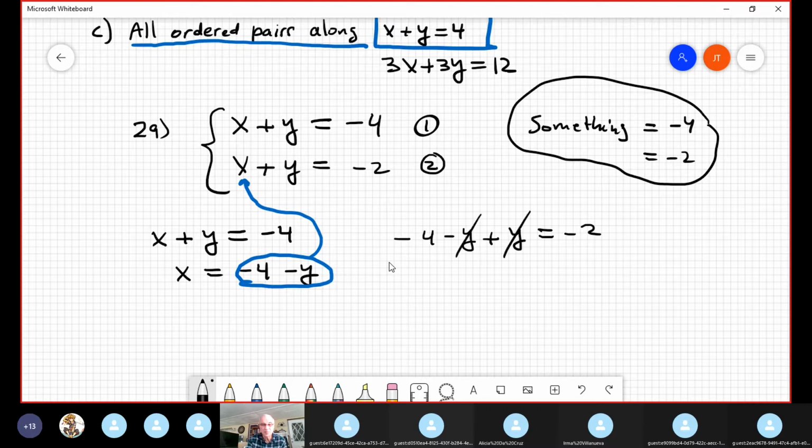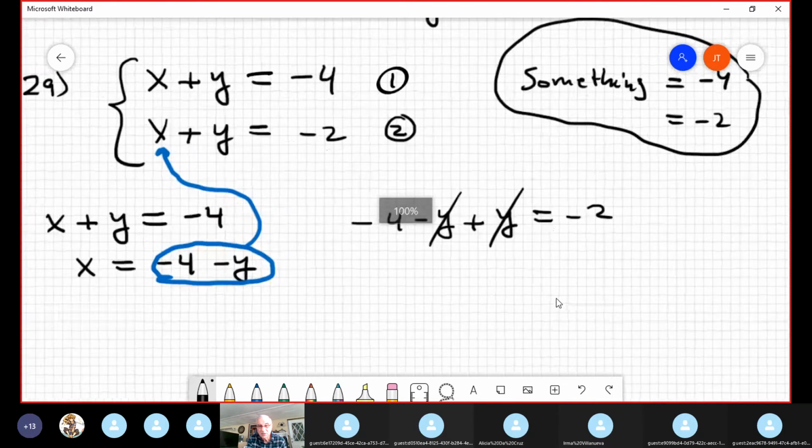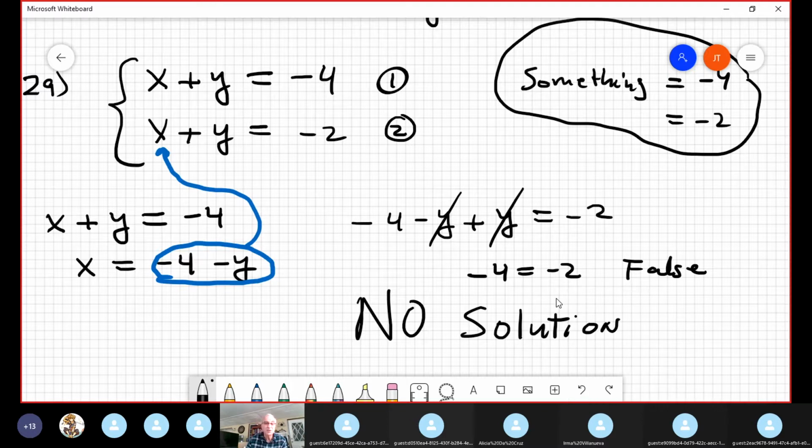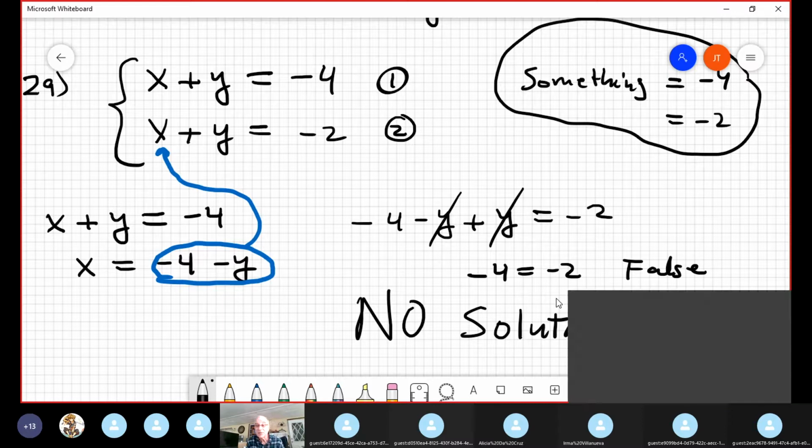Wow, I try to do my best. However, I cannot isolate the y. However, I need to interpret this situation. -4 is equal to -2. This is totally a contradiction. This is totally false. That means we have no solution. They are different. So this is a special case in which the lines are algebraically different.